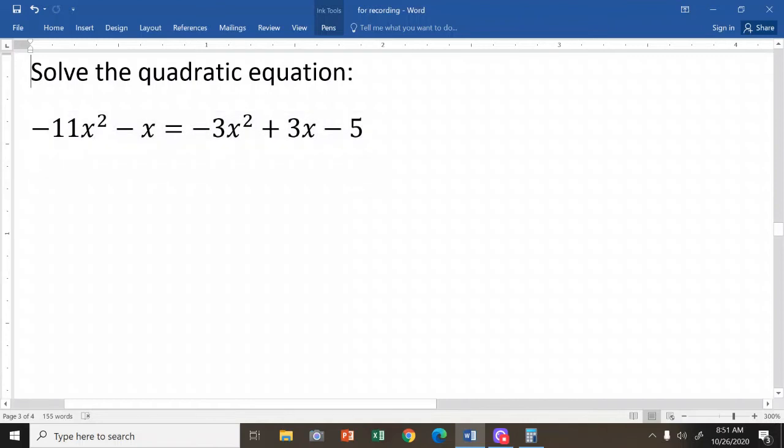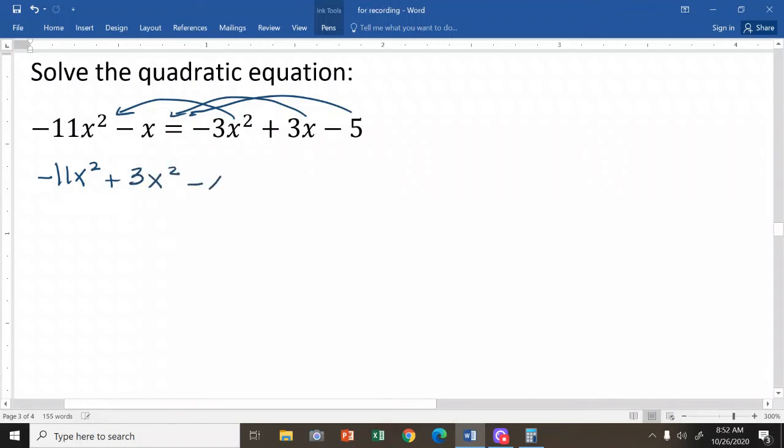So, kung papansin dito naka-standard form. So, kailangan natin siyang i-simplify and kailangan natin siyang isulat in the standard form. So, gagawin natin, ta-transpose natin itong negative 3x squared dito sa left side. Ganun din itong positive 3x and ganun din itong negative 5. Lahat sila dito sa left side. So, magiging ganito siya. Negative 11x squared and then yung negative 3x squared magiging positive 3x squared. Then minus x, and then itong positive 3x, gagawin natin siyang negative 3x. And then yung negative 5, gagawin natin siyang positive 5. Kaya yung right side magiging 0.